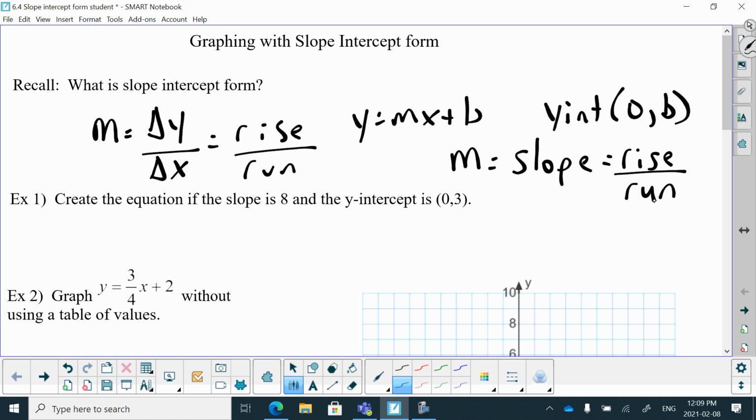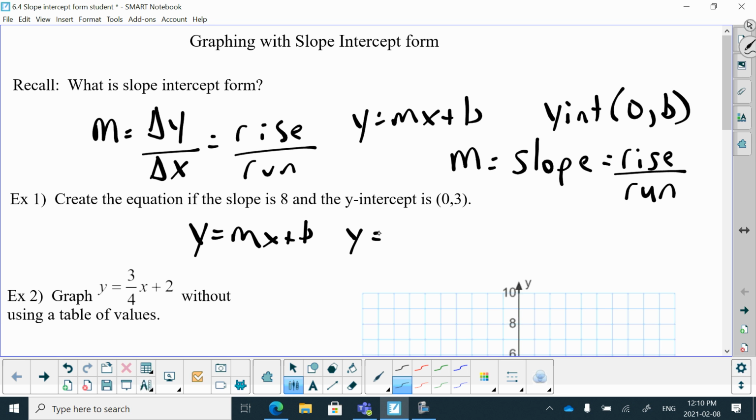Okay, so now we can create equations with this information. Create the equation if the slope is 8 and the y-intercept is (0, 3). With that information, I want to make the equation. Darren, give me a hand here. Write out the formula first. Okay, y is equal to mx plus b. Okay, good. So y is equal to?